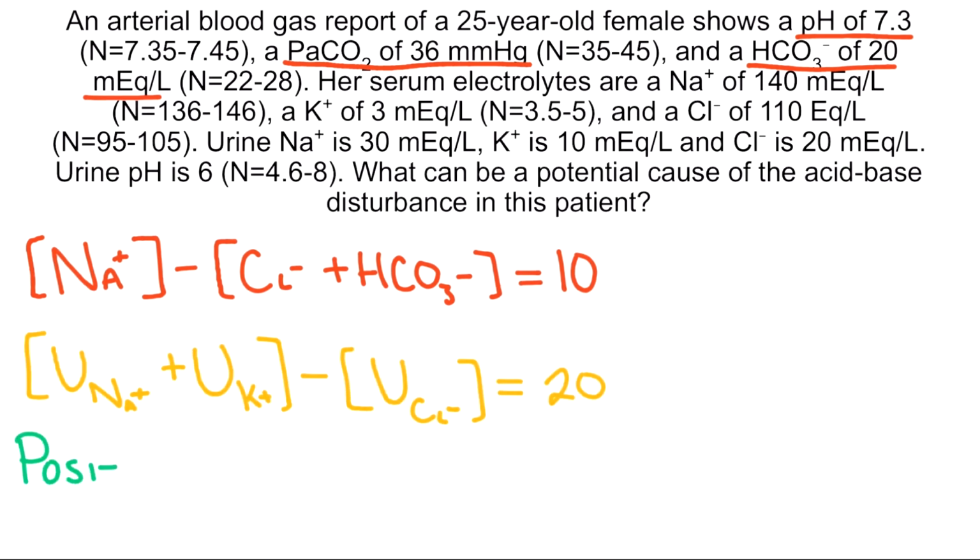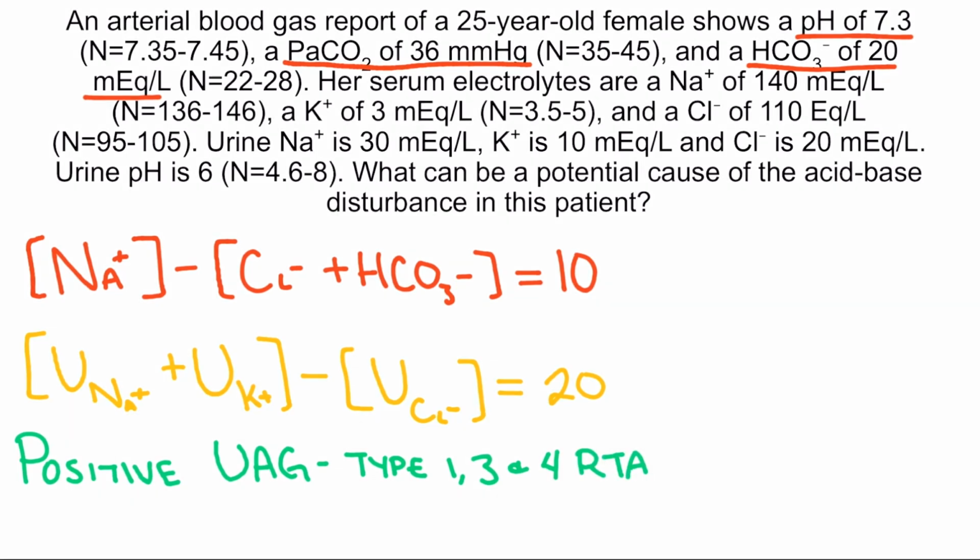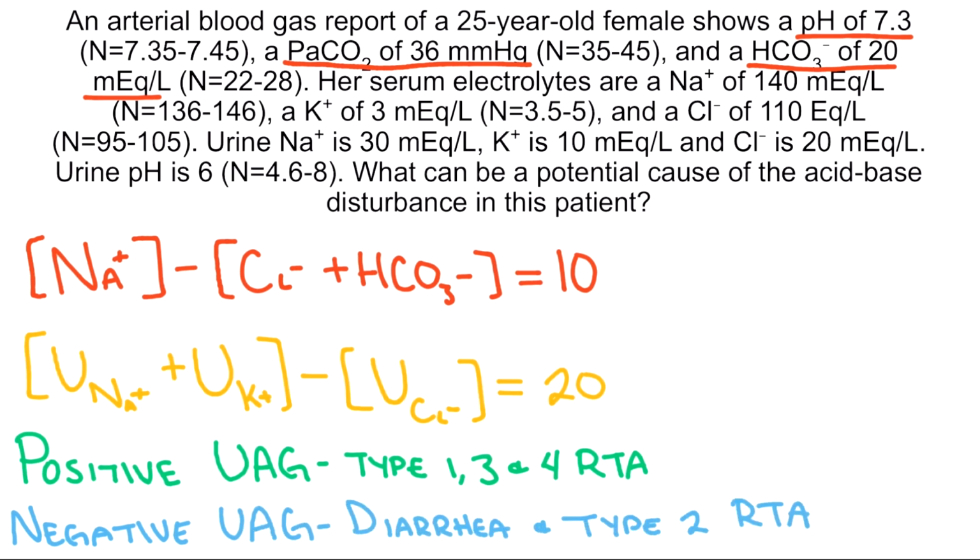A positive urine anion gap is commonly seen in type 1, 3, and 4 renal tubular acidosis, while a negative urine anion gap is seen in diarrhea and type 2 renal tubular acidosis. Additionally, since this patient has hypokalemia rather than hyperkalemia, this will be a type 1 RTA. We'll discuss how to differentiate between the types of RTAs later in this lecture.